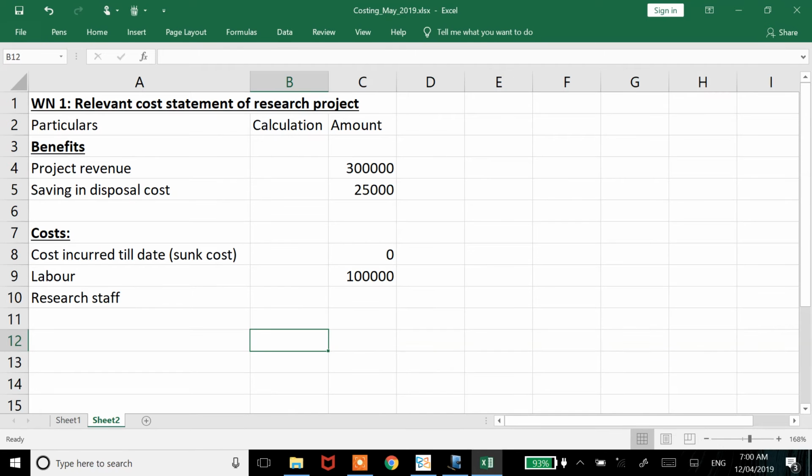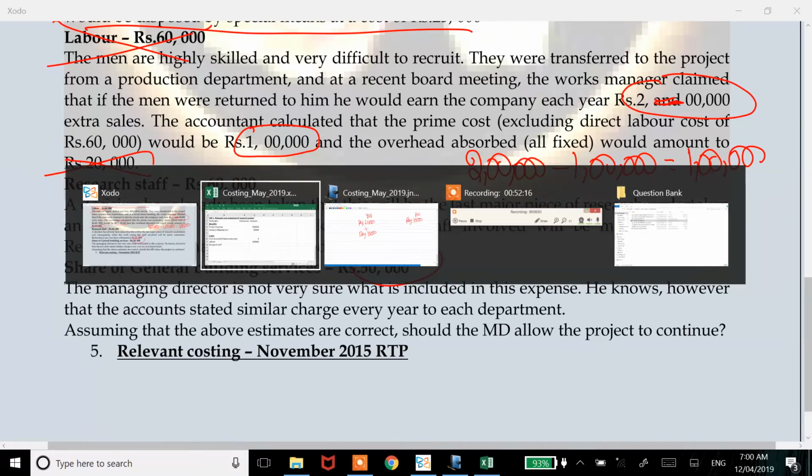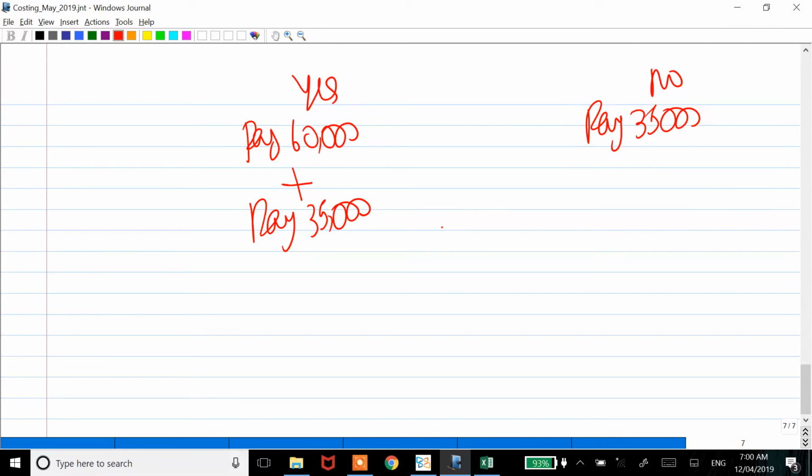If they go out at any point of time, whenever they are going out of the company, you have to end up paying them 35,000 of redundancy pay. In short, extending the stay for 1 year will not save you that 35,000. If that saves you that 35,000, then relevant is 60 minus 35.